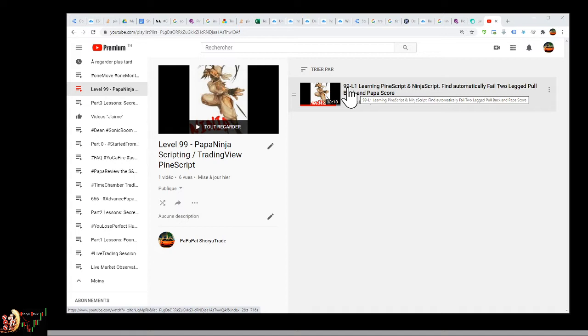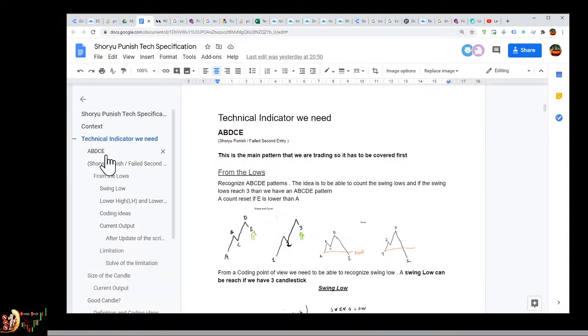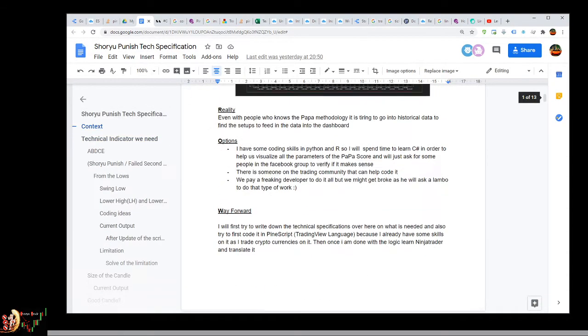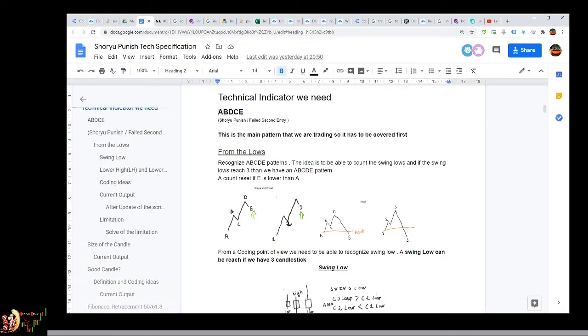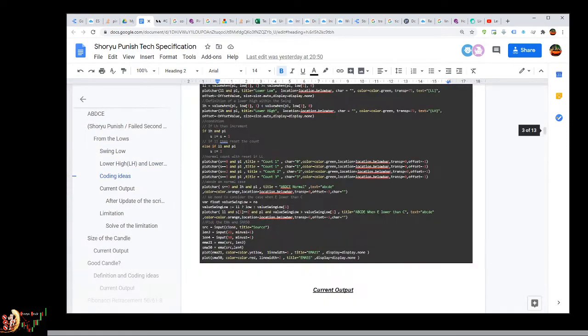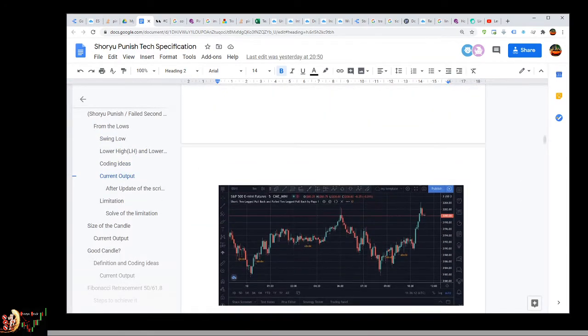But anyway, basically I shared a little bit of the ABCDE. So where do we stand? For now, I fixed a little bit of the ABCDE pattern, the fail to legged pullback or Shoryu punish, because it had a couple of problems. The problems have been reported.